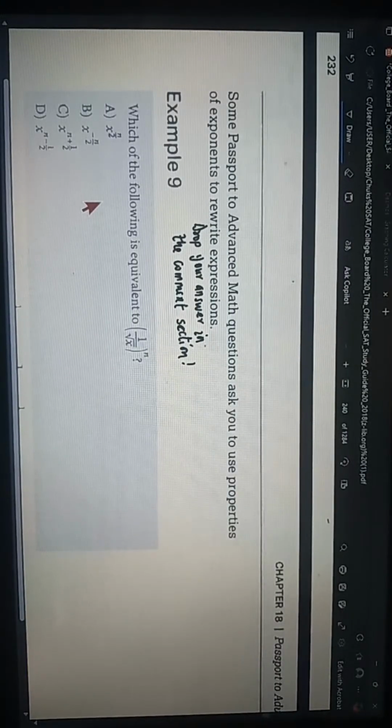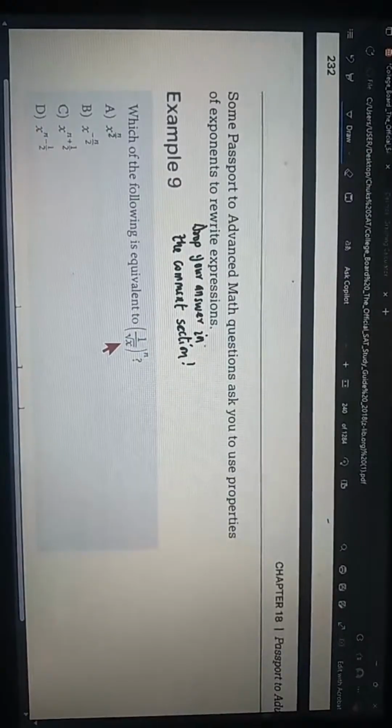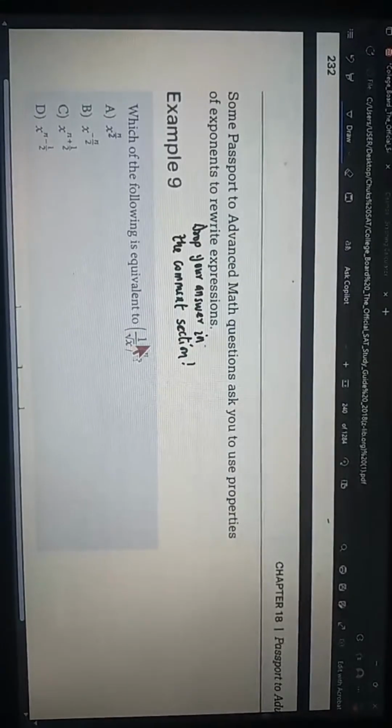All right. So now let's do this problem together. It says, which of the following is equivalent to 1 upon root x, all to the power n? Which of the following options is equivalent to this expression? You're going to find out in a moment what this expression is equivalent to.